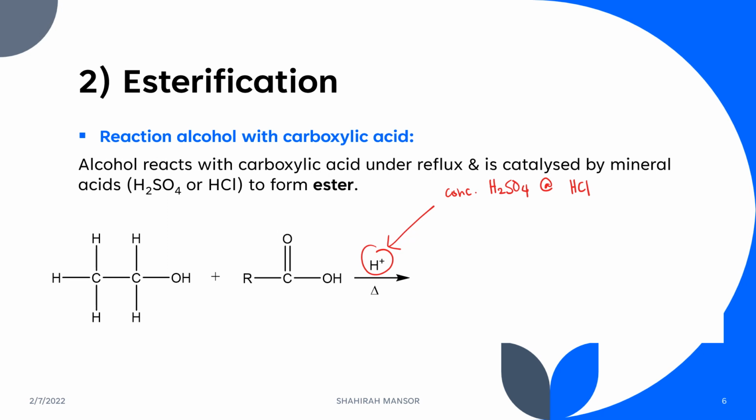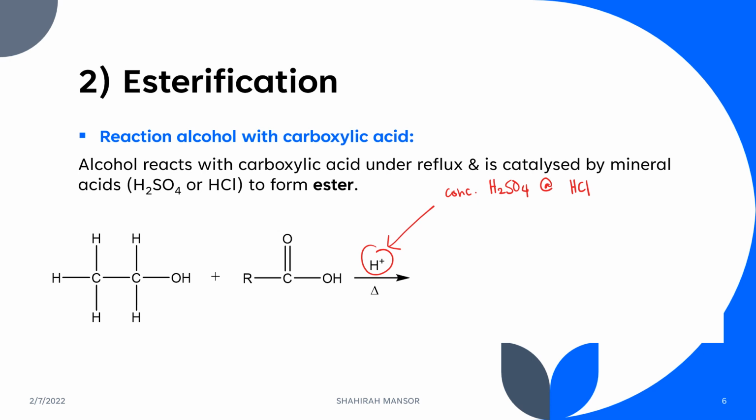Second reaction is esterification. So in esterification, we are going to react this alcohol and carboxylic acid in the presence of mineral acid, iaitu concentrated sulfuric acid ataupun HCl, in reflux condition. So make sure bila awak nak tulis esterification equation, kena ada alcohol, kena ada carboxylic acid, kena ada reagent iaitu concentrated sulfuric acid ataupun HCl, or you may write dalam bentuk H+, dan juga kena ada reflux. So this will be the ester product.